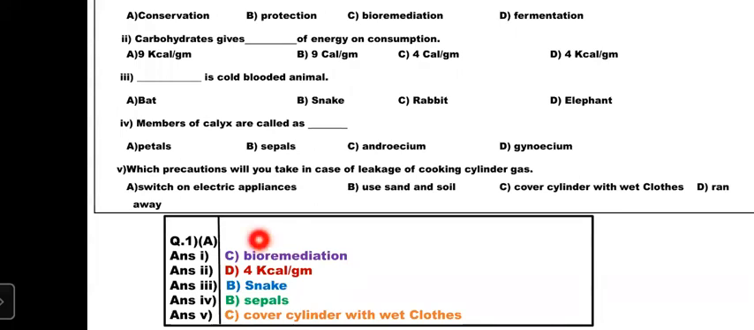So how are you going to write? See here. First mention the main question. Question number 1A. Then first one, answer 1. Mention its alternative. What is its number? C. And then write the answer, bioremediation. So this you have to follow for all the questions.